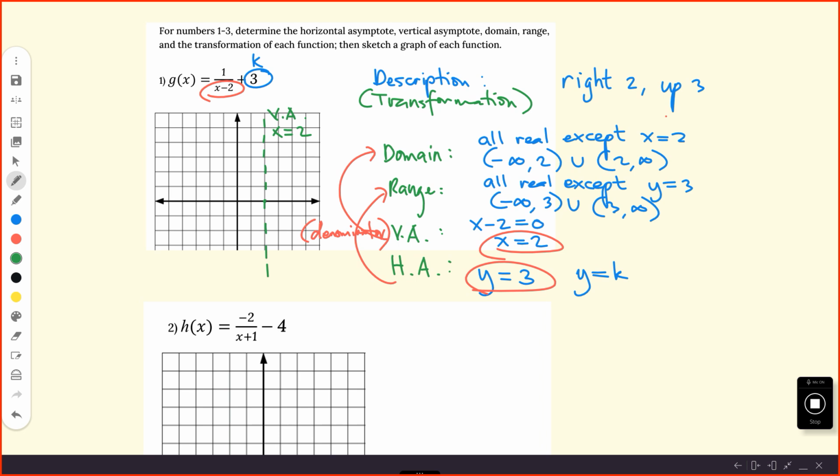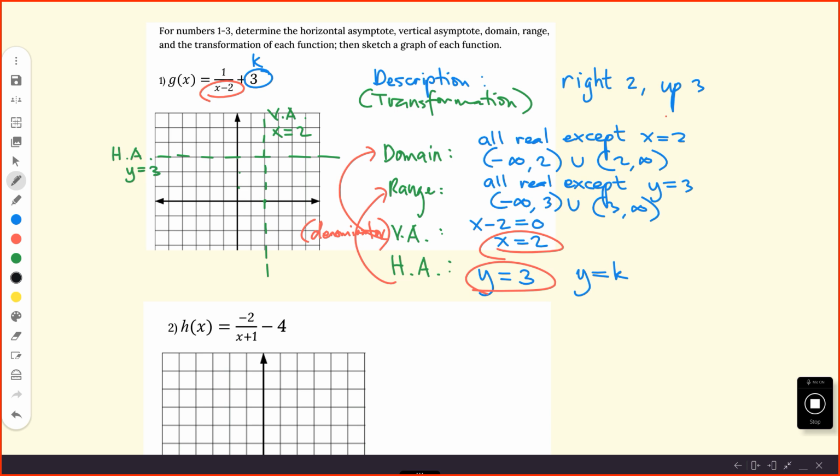And then the y equals 3, 1, 2, 3. Okay, this is going to be your HA, and that's y equals 3. Do we have a reflection in the graph? No, there's no reflection in your transformations, right? There's no negative in your numerator.